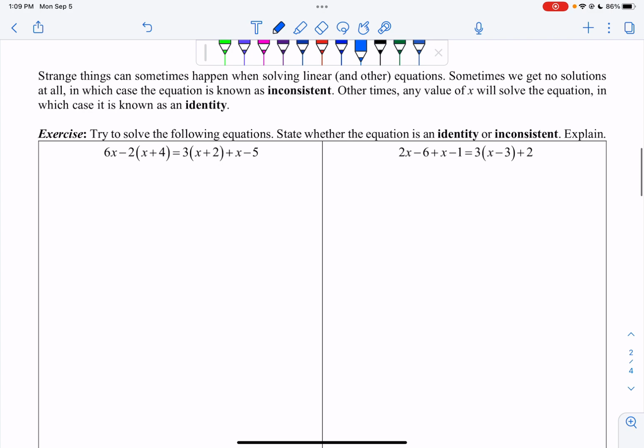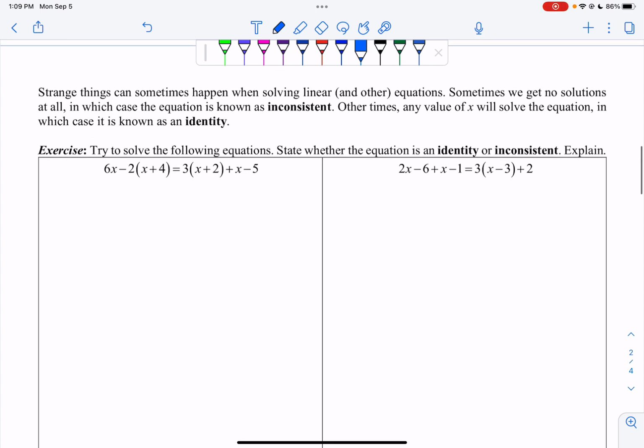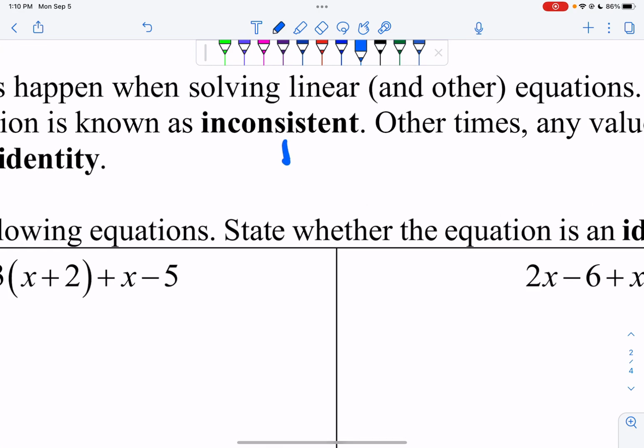However, there's going to be a few instances in Algebra 2 where we get some weird answers, and I'm going to go over those cases right now. So we call them inconsistent. That's when we get no solution. So like we get two different things on the equal sign. So we get like, say, 3 equals 2, so no solution.